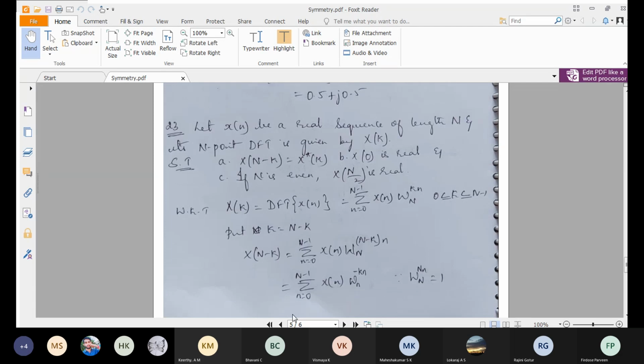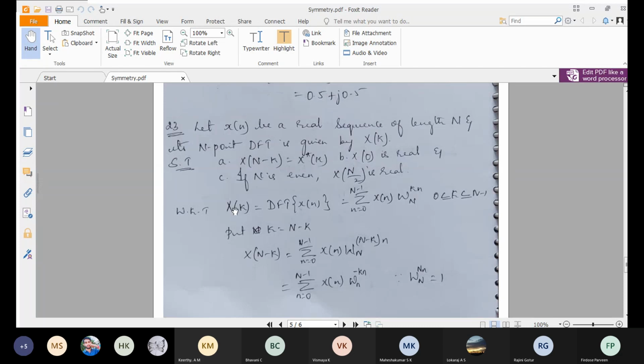There is one more problem. Let x of n be a real sequence of length n, and its n-point DFT is given by X of n minus k is equal to X conjugate of k. Second, X of 0 is real, and if n is even, X of n by 2 is also real. Okay, so we need to prove all these three things.